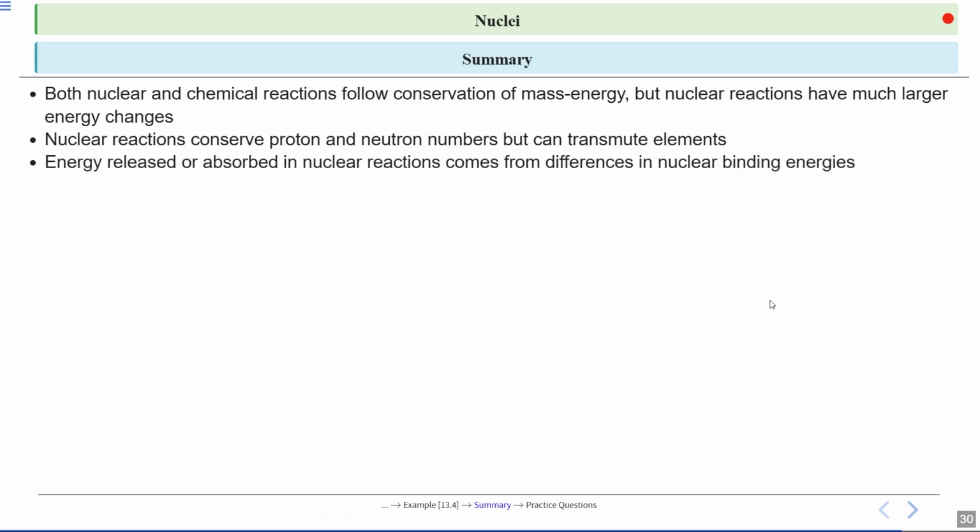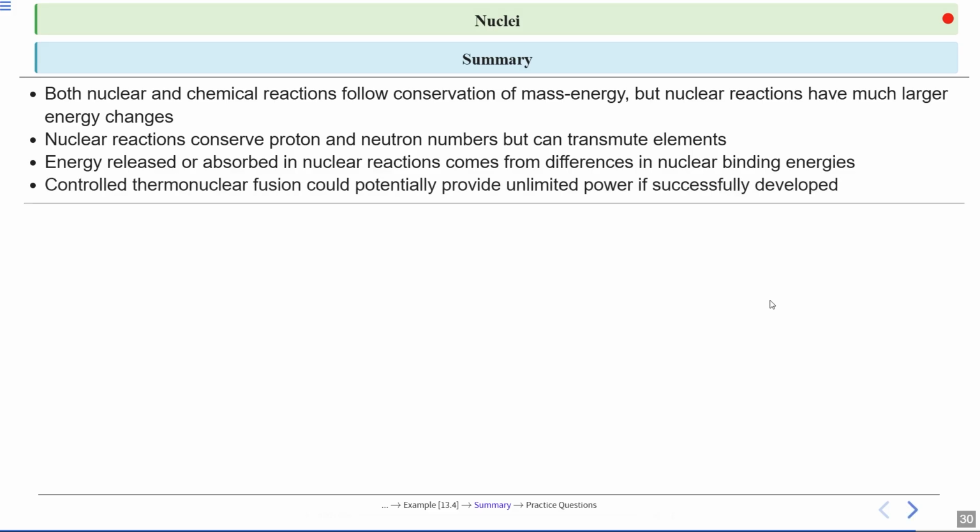Next, we talk about where the energy in nuclear reactions comes from. The energy released or absorbed is due to differences in nuclear binding energies. Binding energy is the energy that holds the nucleus together. When nuclei combine or split, the total binding energy changes, and this difference shows up as released or absorbed energy. Finally, let's consider the potential of controlled thermonuclear fusion. If we developed technology to control fusion reactions, we could have a nearly unlimited source of clean energy.